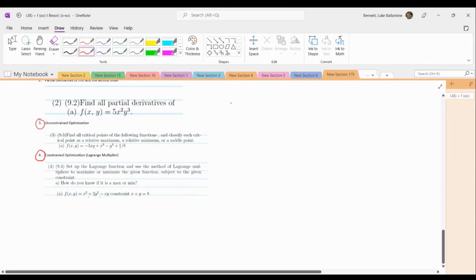We'll do 3. So find the critical points of the function and classify each critical point as a relative max, a relative min, or a saddle point. So critical points, those are cut points. I think that's what they call them in Math 1326. So critical points and cut points mean the same thing.